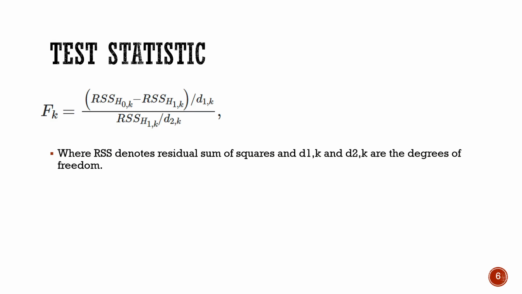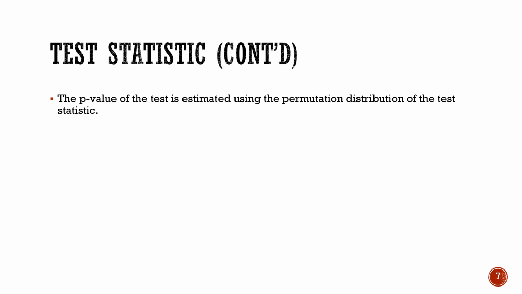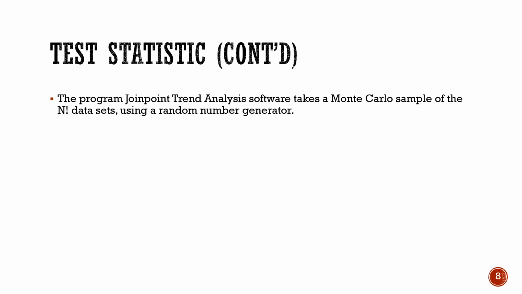The test statistic is presented in this slide where RSS denote the residual sums of squares for the set 1 and set 2, and D1k and D2k are the degrees of freedom for these sets. The p-value of this test is estimated using the permutation distribution of the test statistic. In joint-point trend analysis software, this is done by using a Monte Carlo sample of the n factorial datasets using a random number generator.